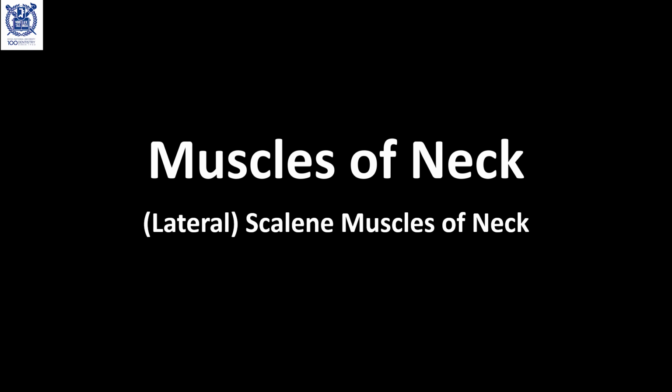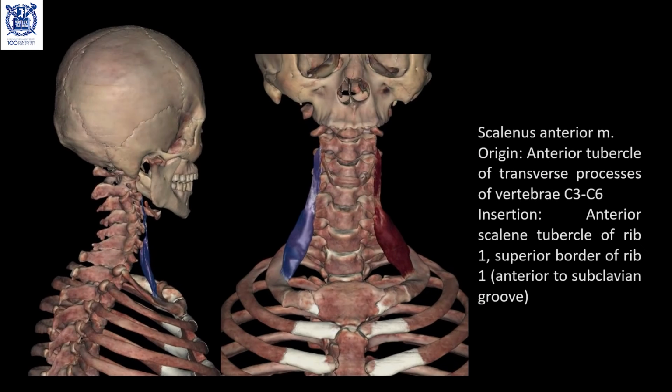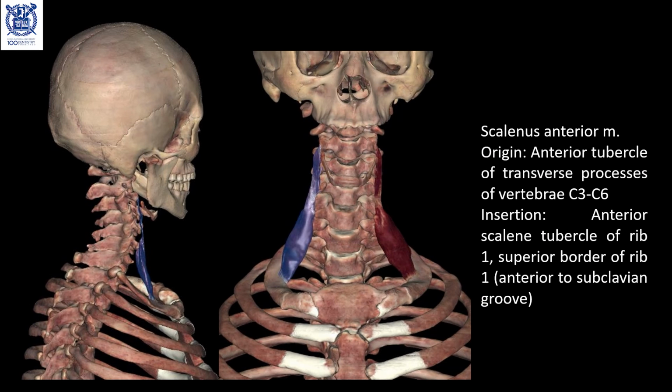The muscles are named from ancient Greek skalenos, that means uneven. Scalenus anterior muscle. This muscle lies deeply at the side of the neck behind the sternocleidomastoid muscle. It arises from the anterior tubercle of the transverse process of the third to sixth cervical vertebrae, and descending almost vertically is inserted by a narrow flat tendon into a scalene tubercle on the inner border of the first rib and into the ridge of the upper surface of the second rib in front of the subclavian groove.